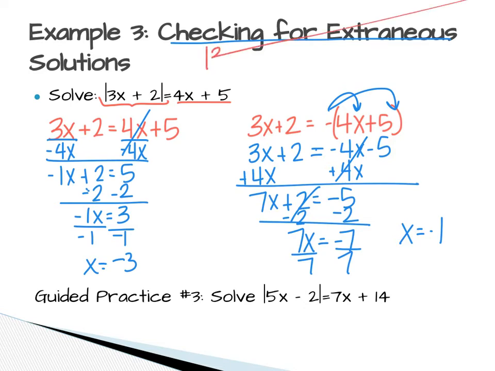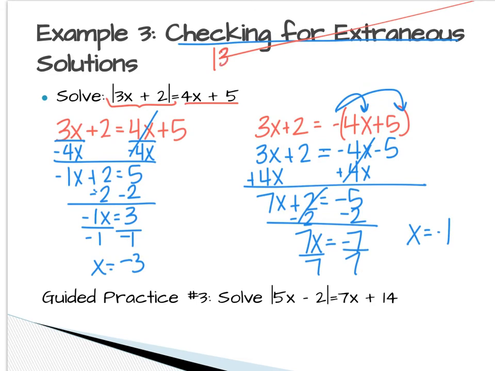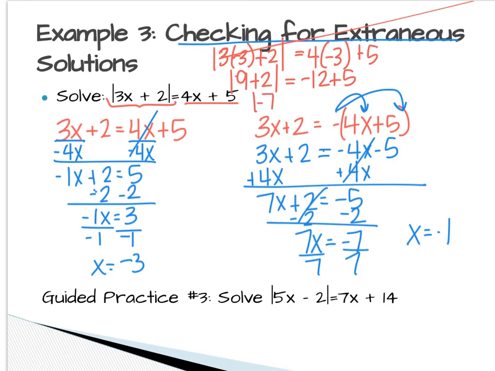Absolute value of 3. Oops. Times negative 3 plus 2 equals 4 times negative 3 plus 5. Well, I get the absolute value of negative 9 plus 2 equals negative 12 plus 5. Which is the absolute value of negative 7 equals negative 7. That's not true.